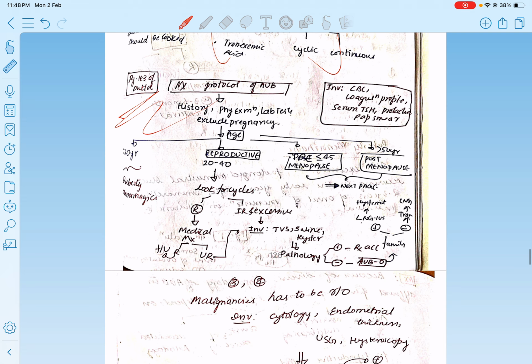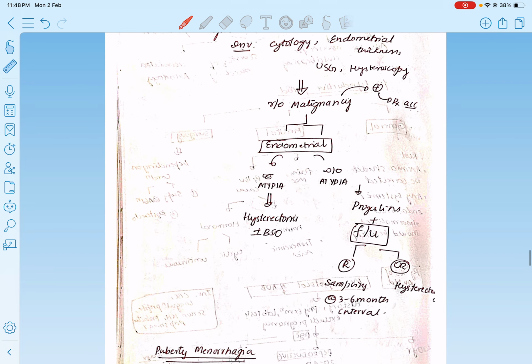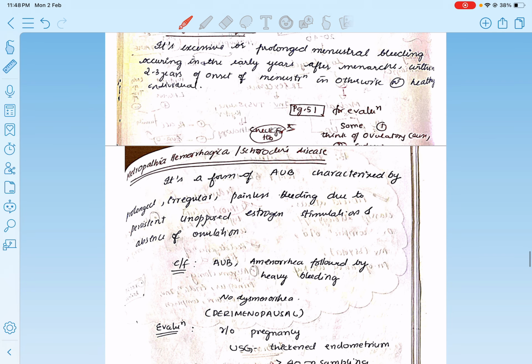This is the management protocol, again based on the menopausal status. If it's perimenopausal, what you will do, premenopausal, what you do, postmenopausal, what you do. Here you think about malignancy first, then here you think about irregular cycles, that is immaturity. Okay, but here you always think about pregnancy related things first. Okay. Again puberty menorrhagia, if she has prolonged menstrual bleeding in the early age, it's because of the immature HPO axis. Okay.